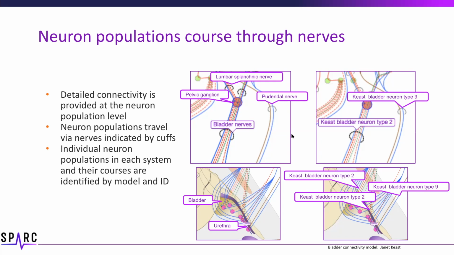Okay, and so when you hover over some of the SPARC map currently, you will get anatomical structures, which you see right here. But if you hover over these lines, you'll get something called Keast bladder neuron type 9. And this is a neuron population that we have labeled according to the name of the model and just an identifier that we assign. So these each represent individual populations that course through the nerve. So that's an organizing principle that I will revisit several times.